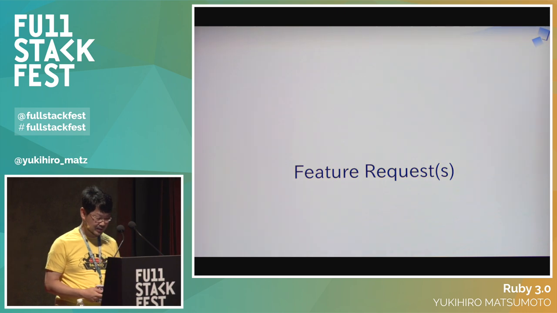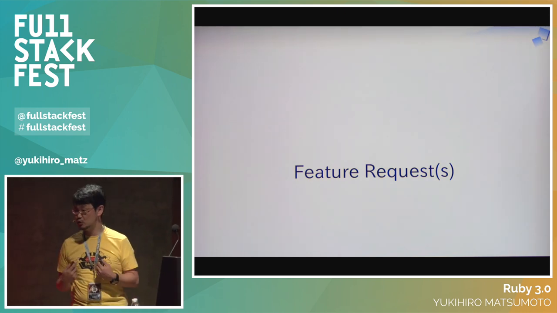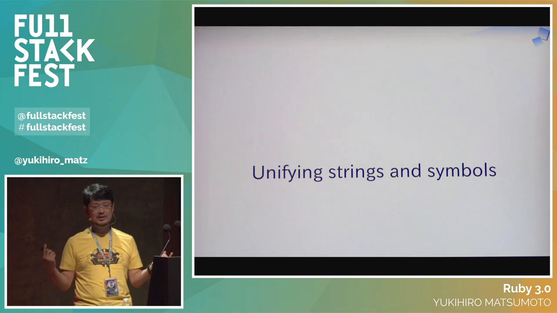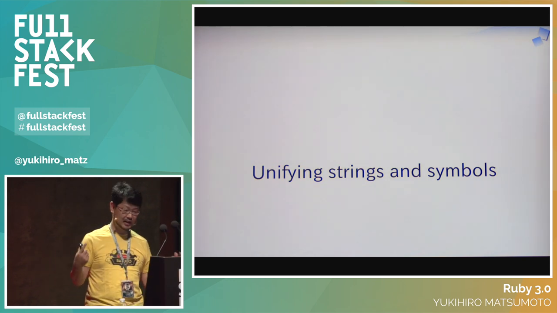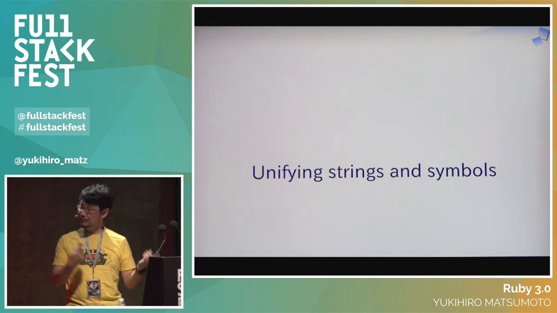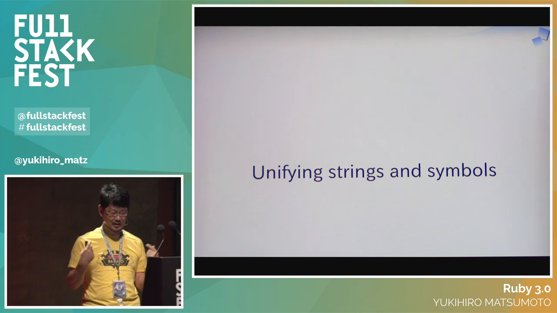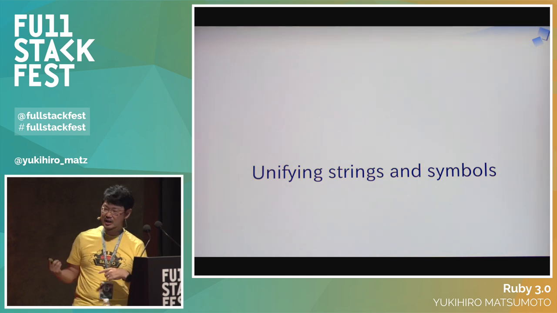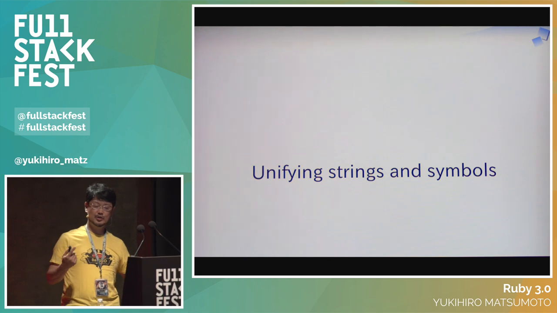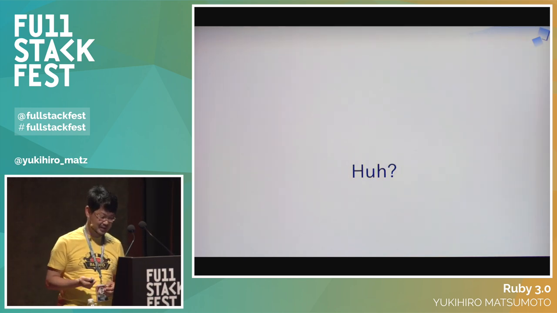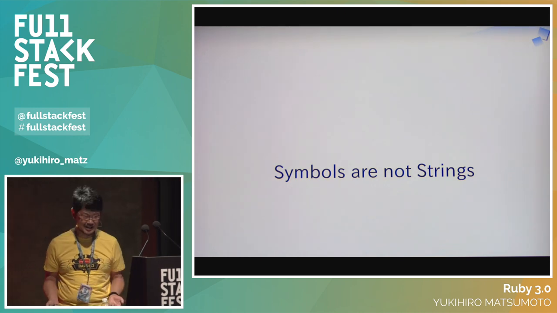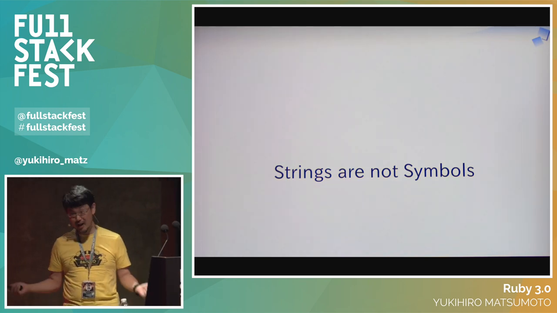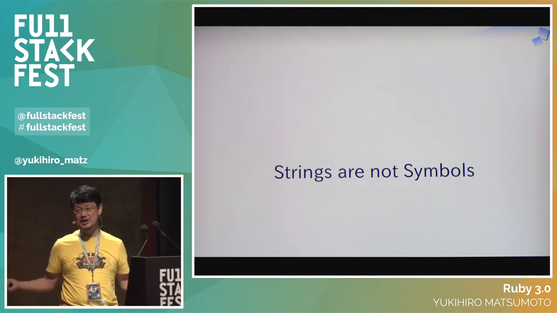But I received so many feature requests about unifying strings and symbols. This is my wonder about those requests. From my perception, symbols and strings are so different. So why do they want to unify them? Symbols are not strings. Strings are not symbols. I didn't understand what they thought by that kind of feature request.